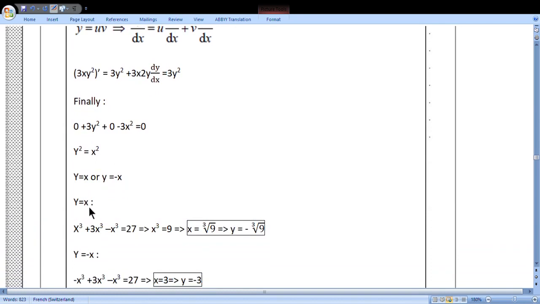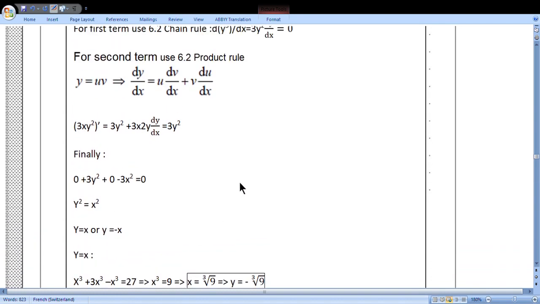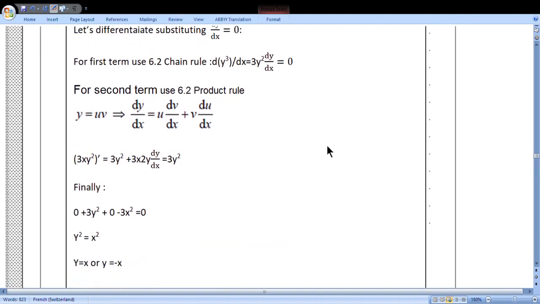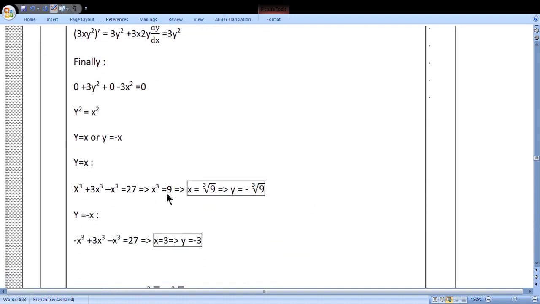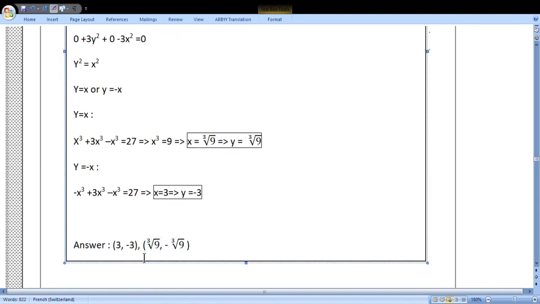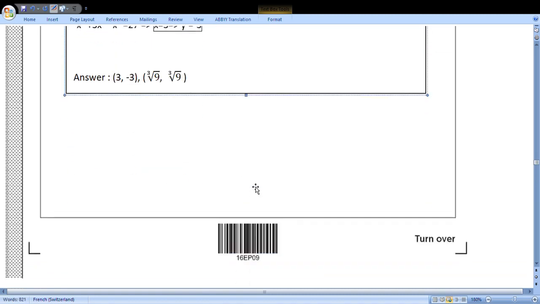So we substitute y equals x into the formula, and we get x cubed equals 9, which means x equals the cube root of 9. Sorry, here is a mistake, y will also be positive. When y equals minus x, x equals 3 and y equals minus 3. So the answer is 3, minus 3. Done.